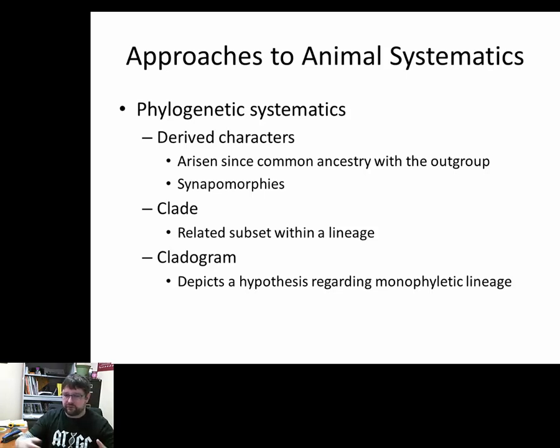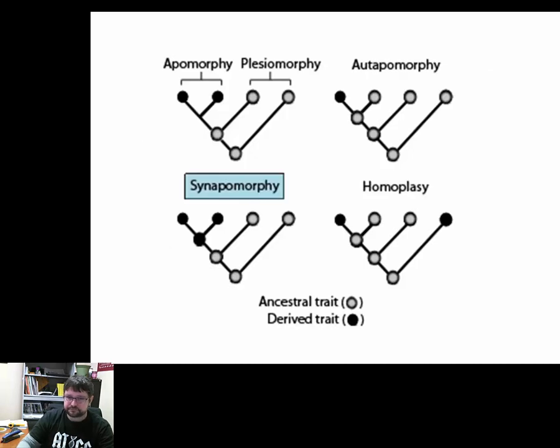So cladograms are typically smaller than things like phylogenetic trees. They're showing one grouping, one monophyletic lineage, and it's testable. You think this is the connection based on these physical features or these genetic features. Now let's test it. And so those are useful in systematic studies.